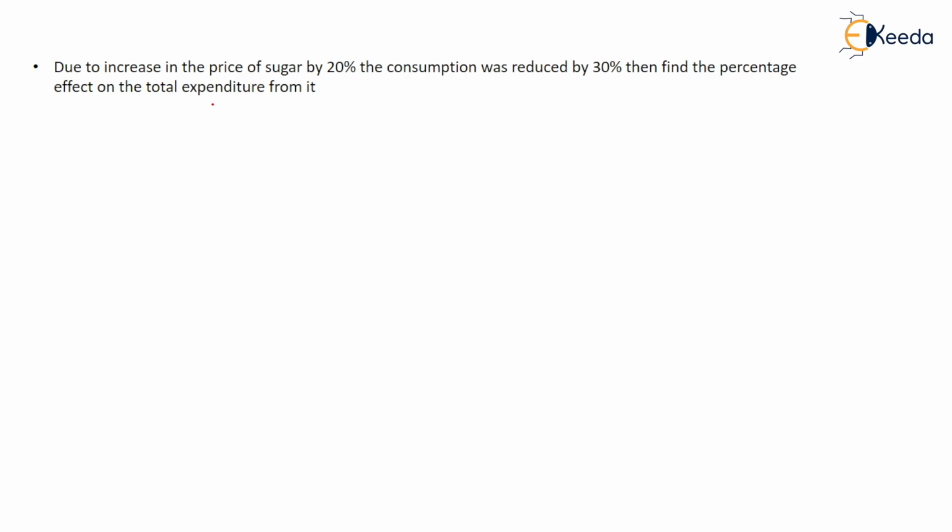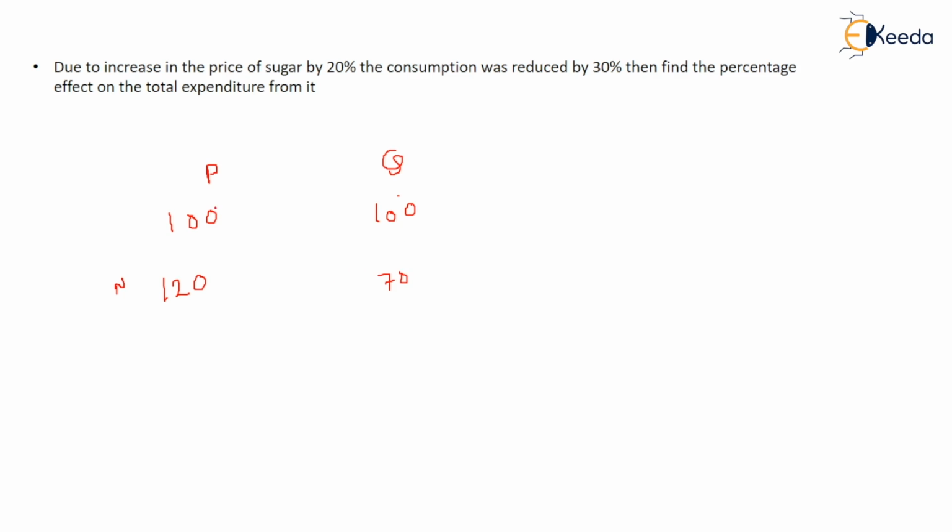Next question. Due to increase in the price of sugar by 20%, the consumption was reduced by 30%. Then find the percentage effect on the total expenditure. Suppose this is price, this is quantity. Earlier they used to buy sugar at 100 rupees and they were consuming 100 kg. But because of increase in price, the new price will be what? 120 rupees, and the consumption was reduced by 30%.